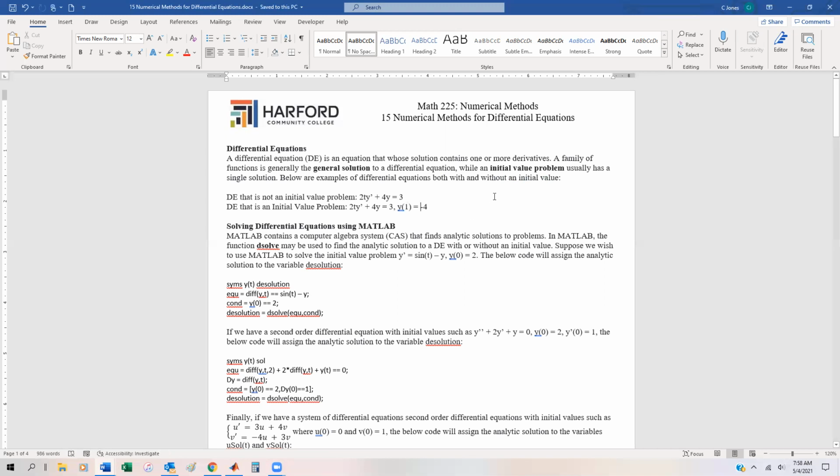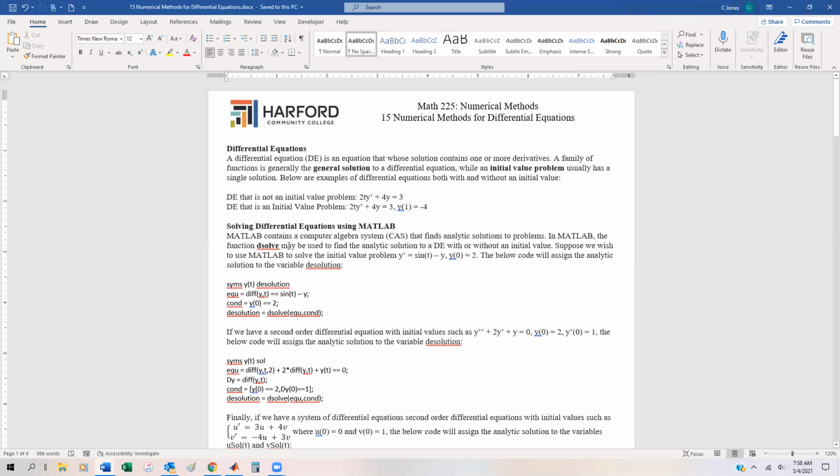What we're going to do is utilize Matlab and a few algorithms to estimate the solutions to differential equations. We're not going to talk a lot about the applications or the theory behind the analytic solutions, because when you take differential equations, you'll learn those things.